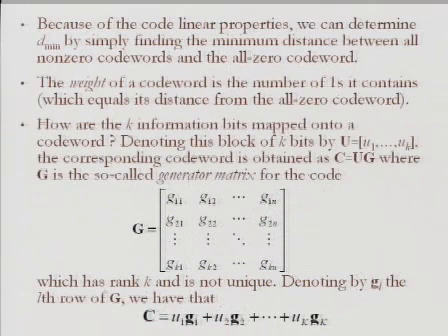Yes, this is binary multiplication. You have 1 times 0 is equal to 0, and 1 times 1 is equal to 1, and 0 times 0 is equal to 0. Right? Exactly.